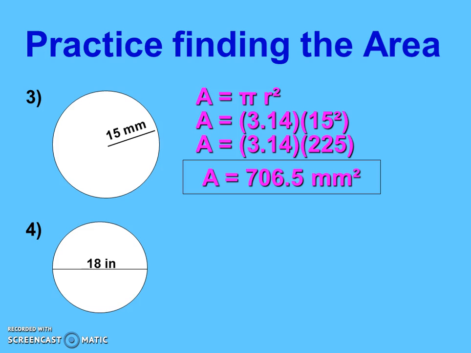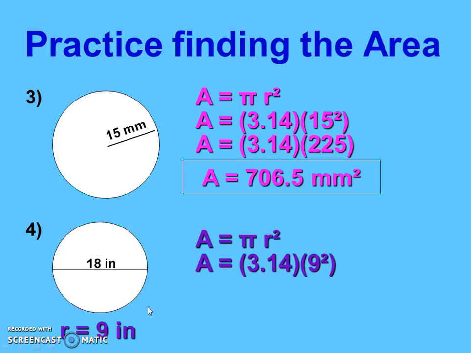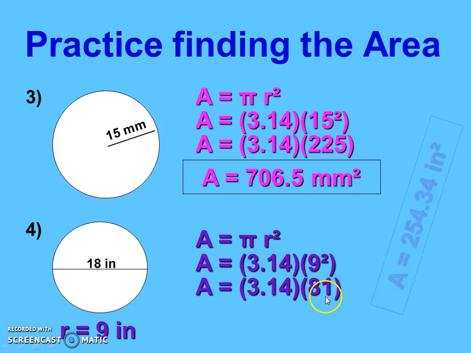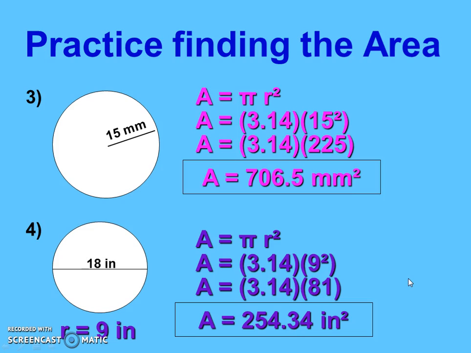Okay, go ahead and work on number 4. Again, think about what piece of information you have, and if there's anything you need to figure out first before you can use your formula and find the area. Okay, you were given the diameter this time. If all the way across the circle is 18, halfway across the circle would be 9 inches. So radius is 9. As I plug in, that's going to be 3.14 times 9 squared. 9 squared is 81. And when I multiply, I've got 254.34 square inches.